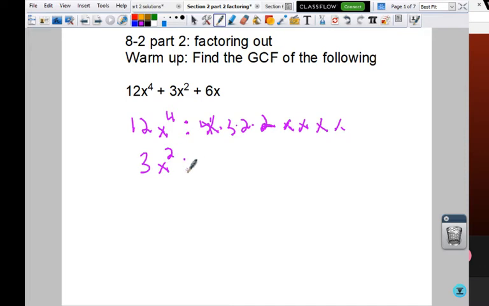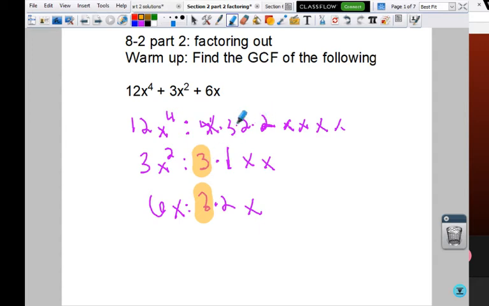Next, I got 3x squared. How can I split up a 3? 3 and 1. I can't really do anything with that. And then, how many x's do I have? 2. Alright, the last one, 6x. How can I split up 6? 2 and 3. And then I got just 1x. What shows up in every list? 3 and an x.